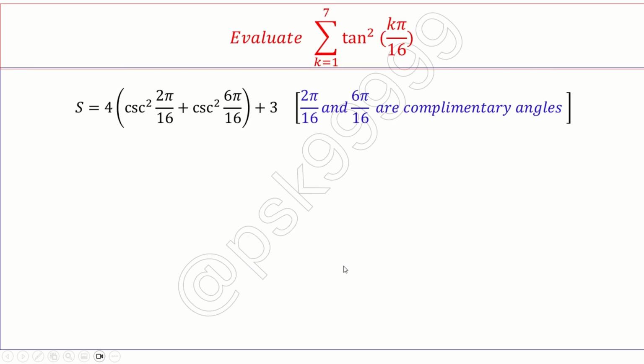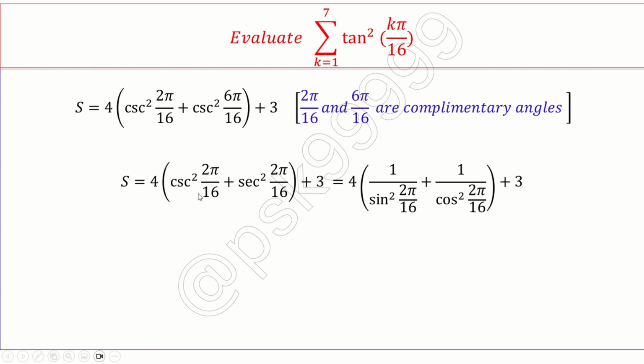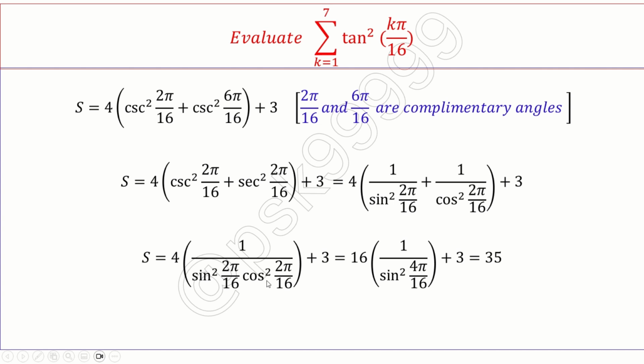Now you are at this step. We simplified to most of the extent, and 2 pi by 16 and 6 pi by 16 are also complementary angles. So cosecant square 6 pi by 16 you can write in terms of secant square. Once you have it in secant square, if you are sharp, you can solve it here itself. Otherwise, convert it to sines and cosines and deal with that. What you will get is 1 by sine square 2 pi by 16 cos square 2 pi by 16. Of course, the coefficient and the additive constant will already be there.